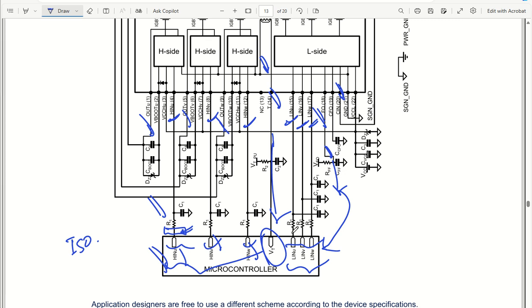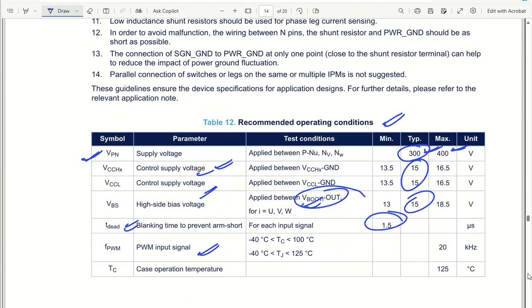So these will be the PWMs that we'll be using, and the frequency, as shown here, is going to be maximum 20 kilohertz. So you cannot use a PWM signal of more than 20 kilohertz to drive the high side and low side IGBTs. The case temperature must be less than 125 degrees centigrade, otherwise there will be a shutdown due to thermal heating.